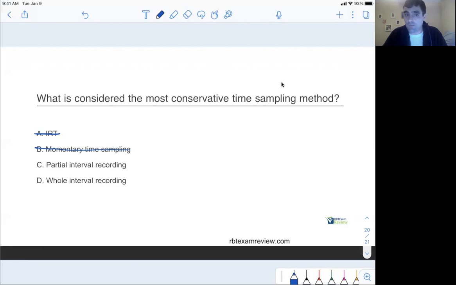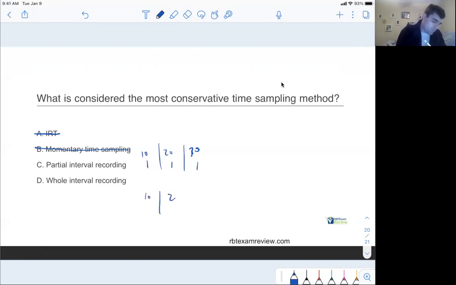overestimate behavior? If you think about partial interval, if we have 10-second intervals, the behavior only has to occur for 1 second in each of those intervals. So if my behavior occurred 1 second here, 1 second here, 1 second here, for 30 seconds, the behavior only happened for 3 seconds. But our data says the behavior happened 100% of the time across all our intervals. It's a lot, right? It's not very conservative.